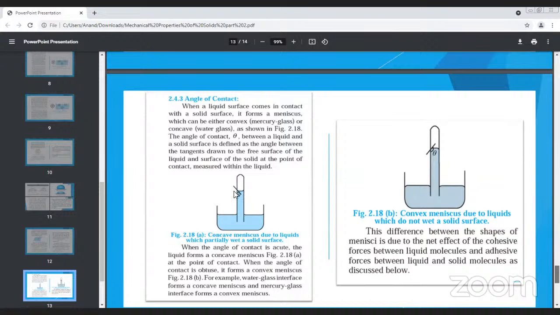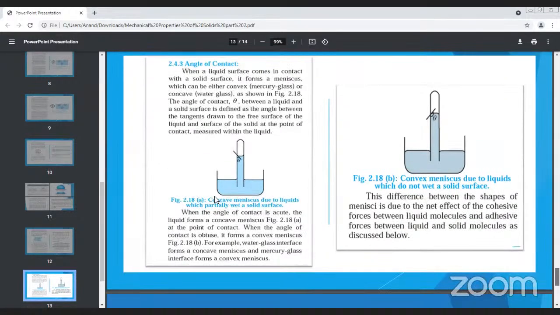It can be either convex or concave. Convex कधी असणार आहे when mercury आणि glass दोन surface, when the liquid surface and solid surface दोन्ही जेव्हा contact मध्ये येतील, that is the angle is formed on that meniscus. Convex कसं असेल, mercury आणि glass असेल, पण concave कधी असेल, water आणि glass, and this is nothing but the angle of contact, which is the angle between the tangent drawn to the free surface of the liquid and the surface of solid at the point of contact measured within the liquid.